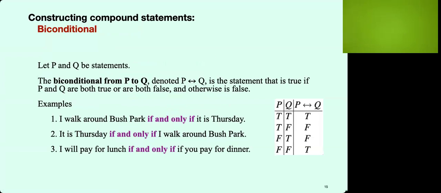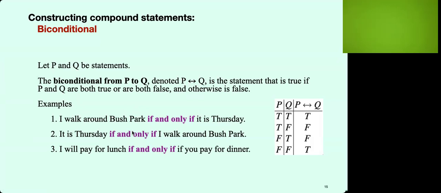Biconditionals. So again, we're going to take 2 component statements, P and Q, and put them together in a biconditional. The biconditional is denoted with this double-headed arrow, and that double-headed arrow is pronounced if and only if. So P if and only if Q is the statement that's true if both P and Q are true, and it's true if both P and Q are false. And if P and Q have opposite truth values, then the biconditional statement is false. All right, so here's some examples.